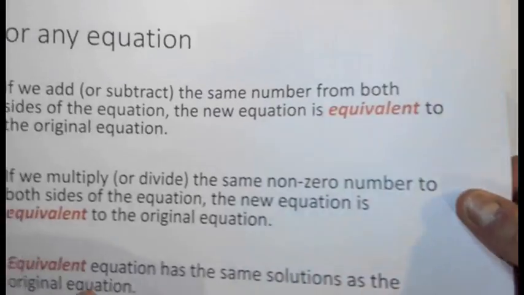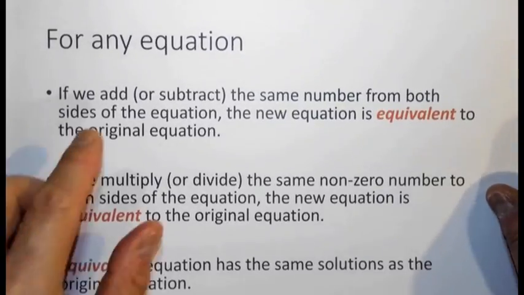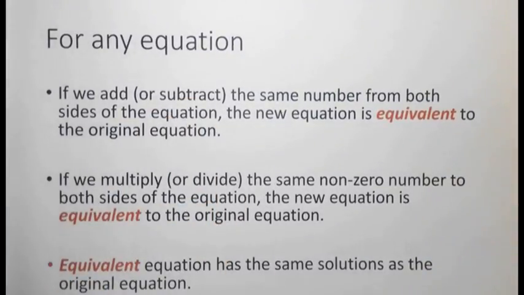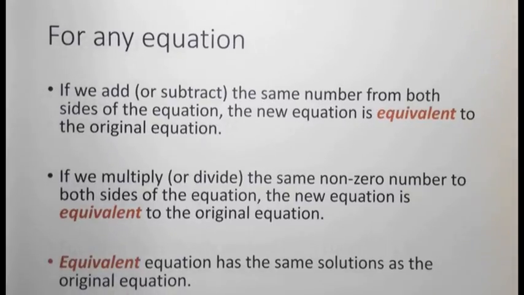So, for any equation, if we add or subtract the same number from both sides of the equation, the new equation is equivalent to the original equation. Similarly, if we multiply or divide both sides of the equation by the same non-zero number, the new equation is equivalent to the original. Now you must know that an equivalent equation has the same solutions as the original equation.